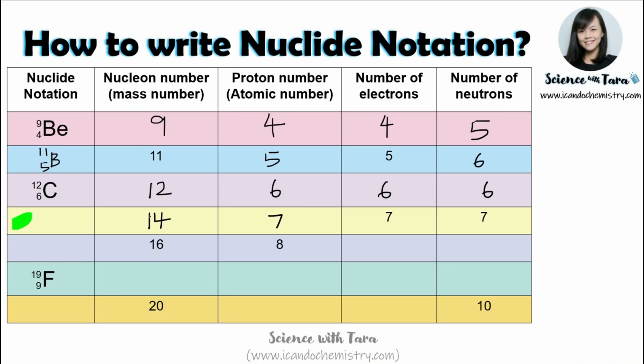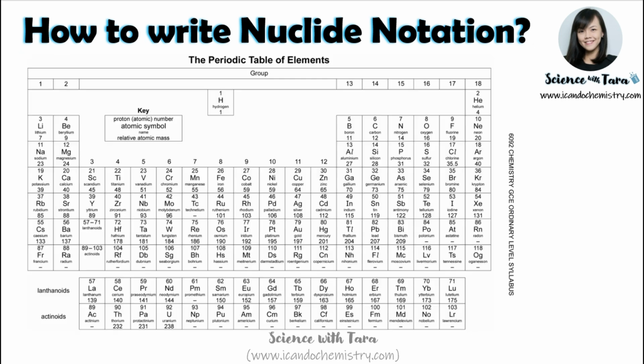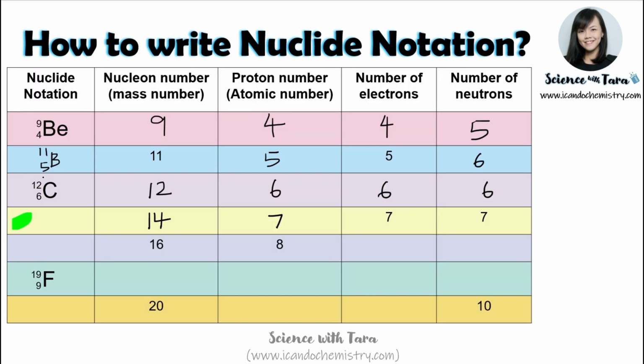Next, let's identify this element. Refer to the periodic table. Find the element with proton number 7. Yes, you got it. It's nitrogen. Now with all this information, we know the nuclide notation is N, with 14 at the top and 7 at the bottom. Doing good? Great. Let's continue.